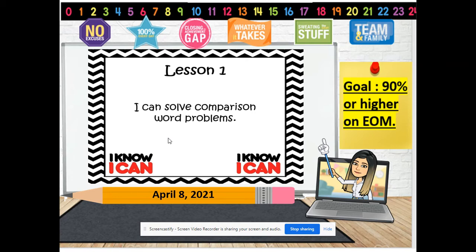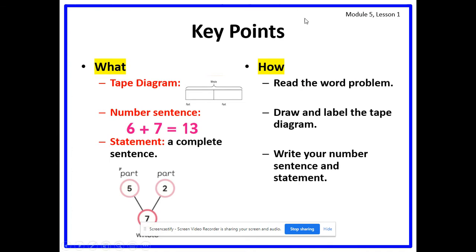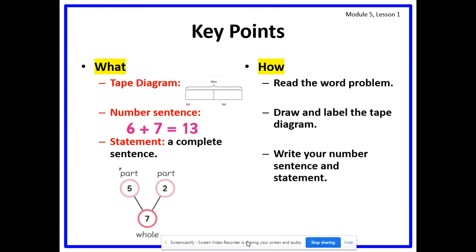So if you remember, we touched back on module 2 and 4, word problems where we compare. And when we compare, we subtract. What do we do when we compare? Get ready. Yes, these are our key points.